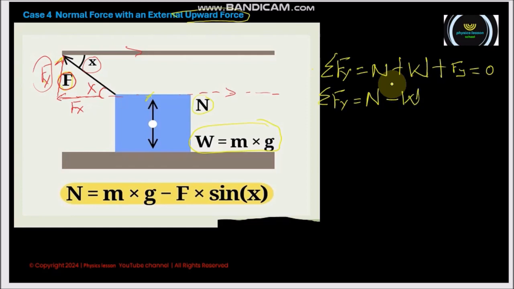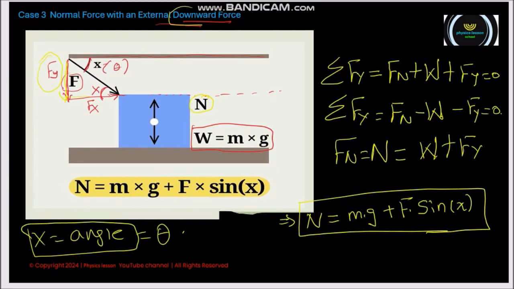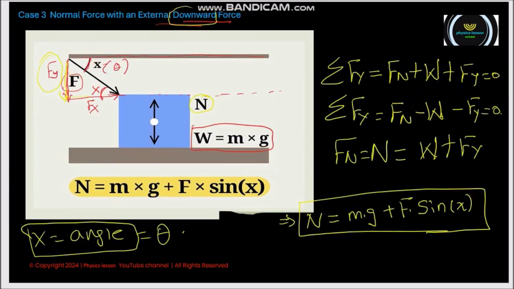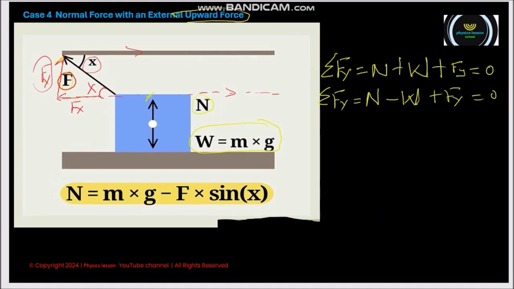So minus W, the weight. What about Fy? In our case it's an upward force, and we decompose F into F times sine theta. That means it's positive in this case, so plus Fy is equal to 0. In the previous case the force was down. In this case it's upward, so Fy becomes positive, and for the downward case Fy becomes negative.